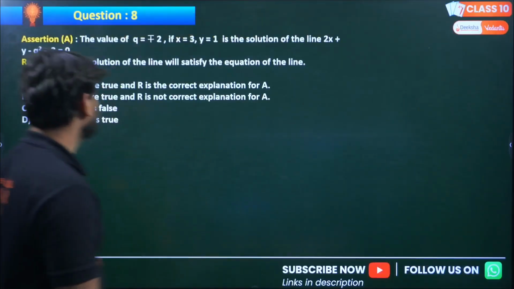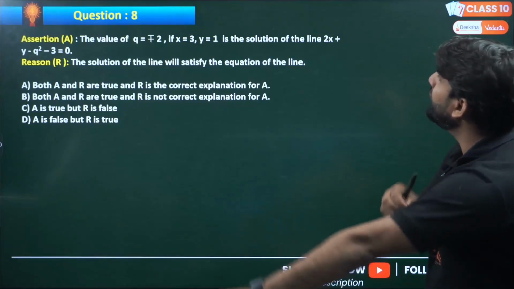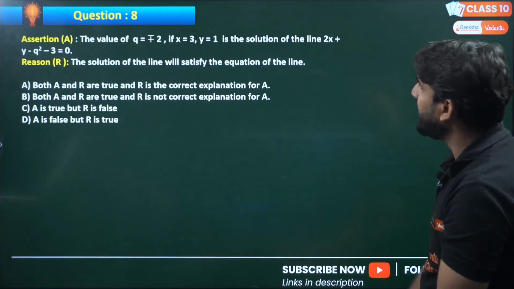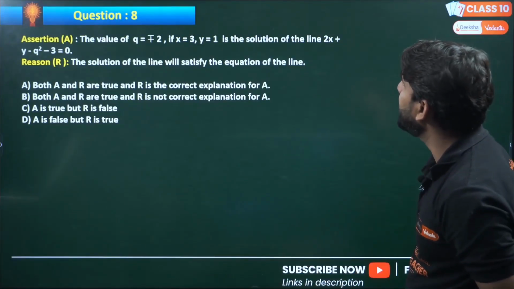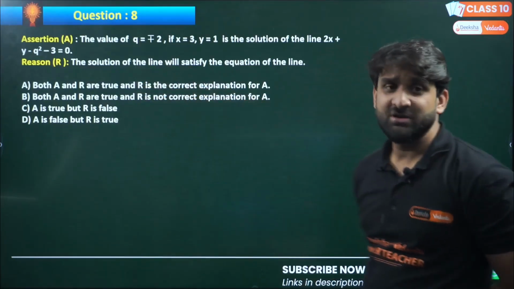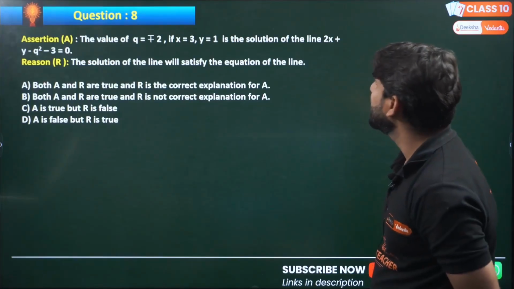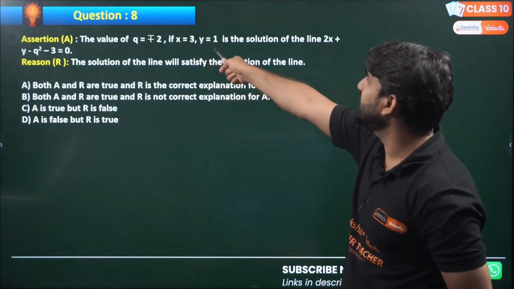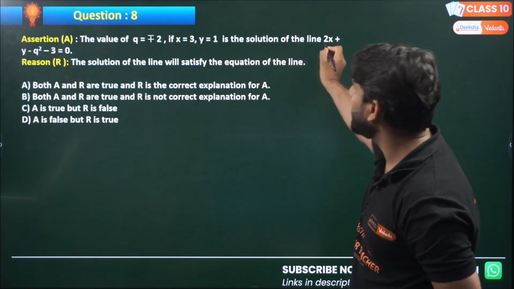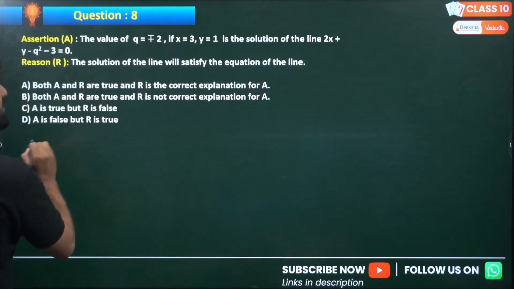Moving ahead. Okay, what is the question here? The value of q is equal to plus minus 2. Okay, if x is equal to 3, y is equal to 1 is the solution of the given equation 2x plus y. So this question is assertion and reason based. So let's do a little research. Okay, so let's operate with assertion.